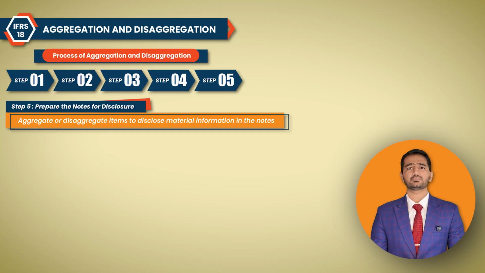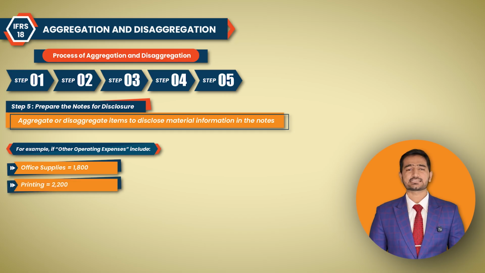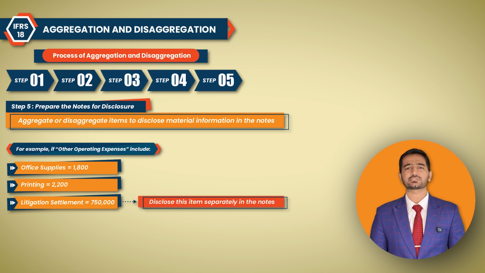So if your line item other operating expenses includes £1,800 for office supplies, £2,200 for printing, and £750,000 for litigation settlement, you better disclose that £750,000 litigation item separately in the notes, even if it is clubbed under other operating expenses on the face of the profit and loss.